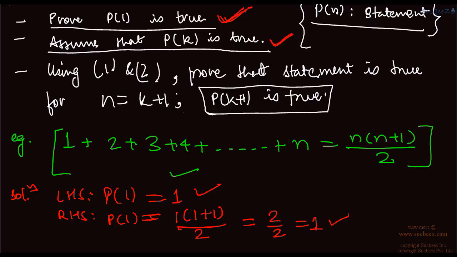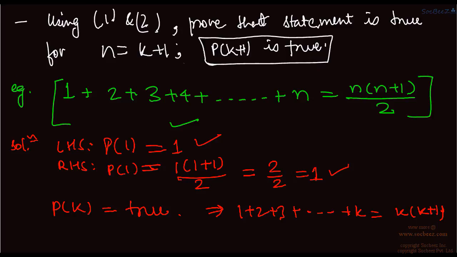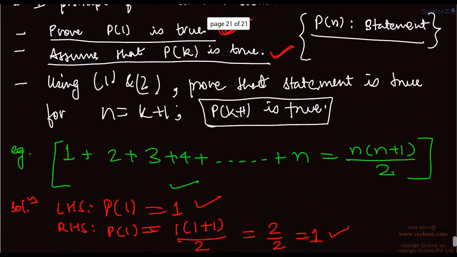Now we are going to satisfy this condition: assume that P of k is true. That means 1 plus 2 plus 3 plus up to k will be equal to k into (k plus 1) by 2. This is true. This we have taken in advance. Now the third step is what?